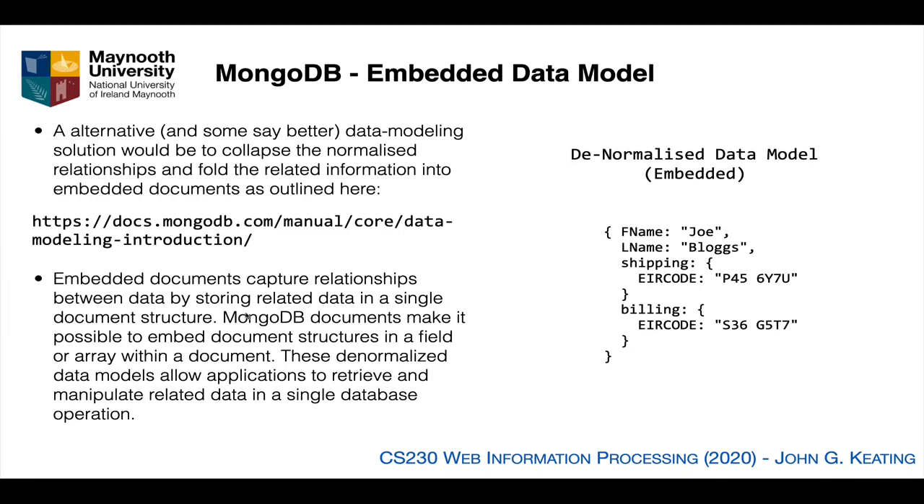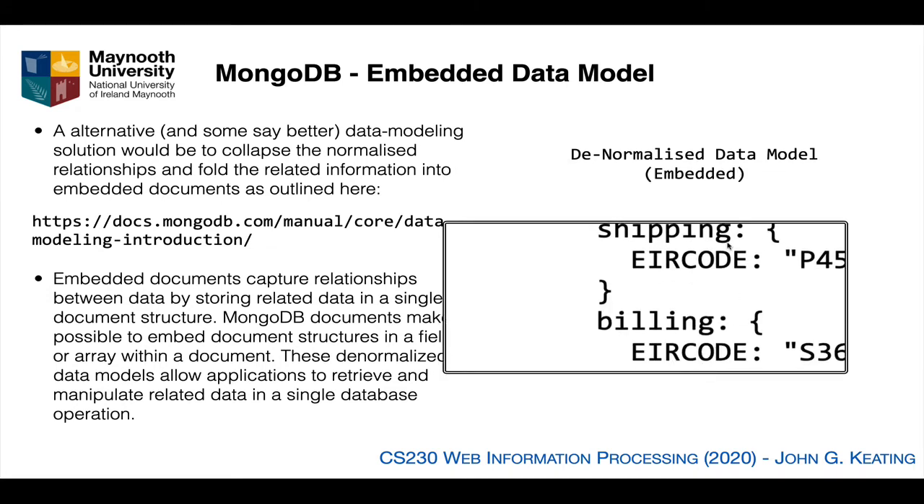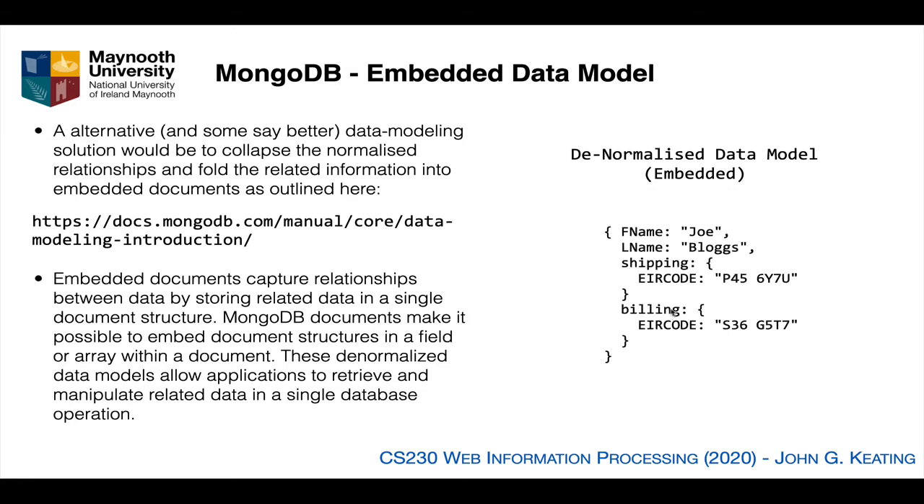Okay, so what happens is that they capture the relationships between the data by storing the related data in a single document structure. Okay, so MongoDB documents make it possible then to embed documents in a field or an array within a document. And you've seen this with JSON. You know about this kind of stuff in JSON, where you nest objects within objects. Essentially now you're nesting documents within documents. Okay, and these denormalized or embedded models allow applications to retrieve, and this is the important bit, to retrieve and manipulate related data in a single database operation. That's powerful.